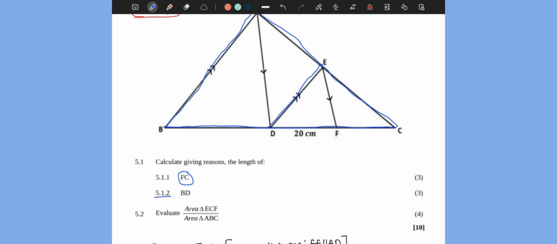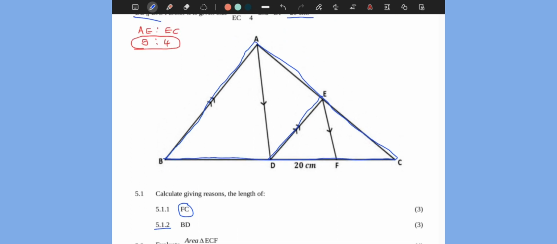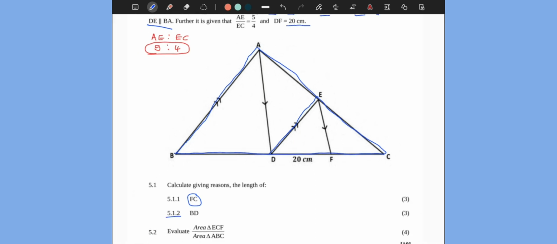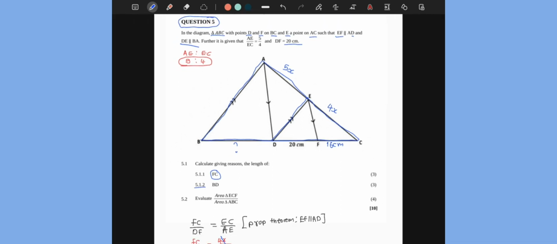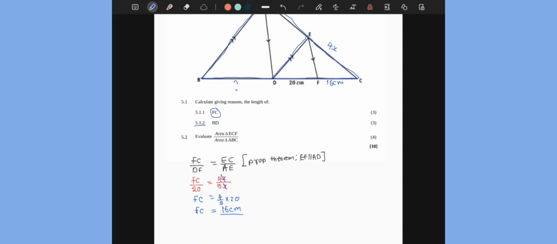So I'm going to do the same stuff. Do not forget that now we know the actual size of our FC. On my FC, I'm going to write now 16 centimeters because I am given that, and the 5x and 4x as the ratios. Then I'm looking for this. I'm still going to do the same stuff. Let me remove these ones.